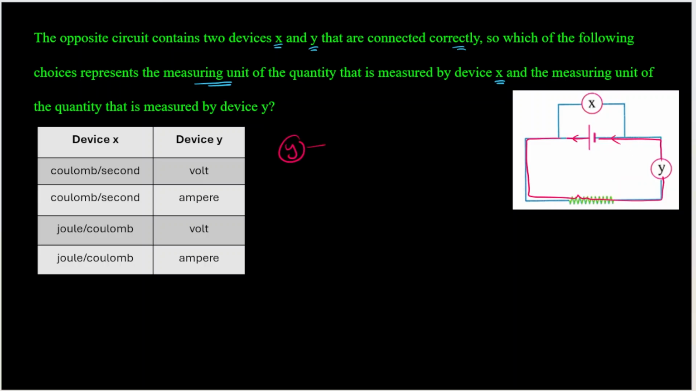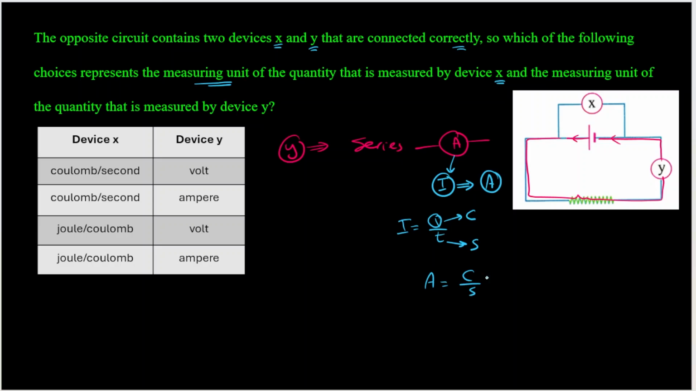So device Y is connected in series. So this device represents an ammeter, because an ammeter is the device which is connected in series. And this device is used to measure the electric current intensity, which is measured in ampere. And as you know, I is equal to Q over T. The measuring unit of Q is coulomb. The measuring unit of time is second. So ampere is equivalent to coulomb over second, or coulomb per second, or coulomb dot second power negative 1.